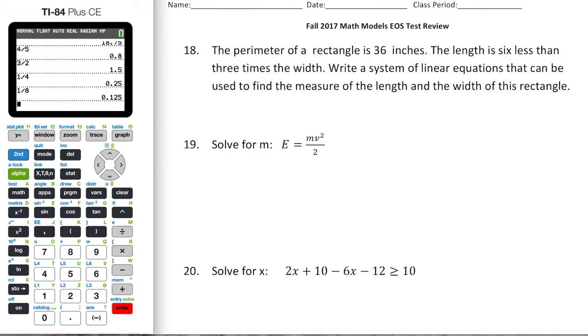So perimeter is 2 length plus 2 width. Okay, and then the length is 6 less than, remember less than, we're going to switch whatever is on either side, 3 times the width. So the length is going to be 3 width minus 6. So those are going to be your 2 equations that you are going to use.